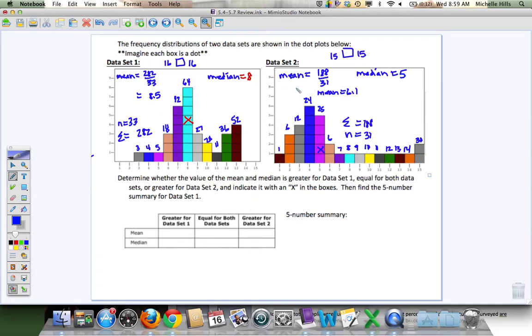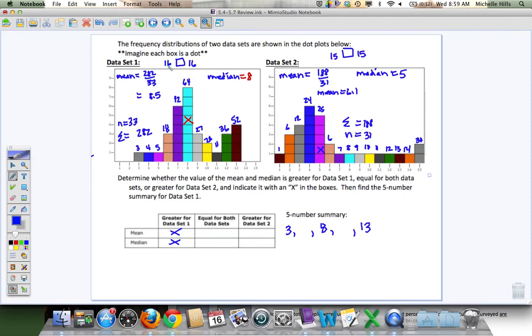So this mean is greater than this mean, greater for data set 1. This median is also greater than this median, greater for data set 1. And just to practice how to do a 5-number summary from this, I wanted you to take one of them and do that. So the first data set, my minimum is 3. I already calculated my median as 8, and I can see my maximum value is 13. I just have to go find my quartiles.